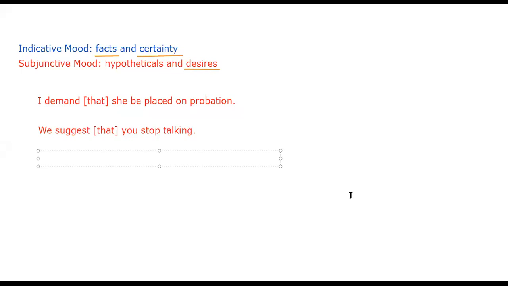Someone asked a question in the chat. Is there any possibility to use the subjunctive mood in a written report or text? Yeah, in fact, it's highly encouraged that you do so, because formal writing often uses the subjunctive. And this is the case for pretty much any dialect of English out there.